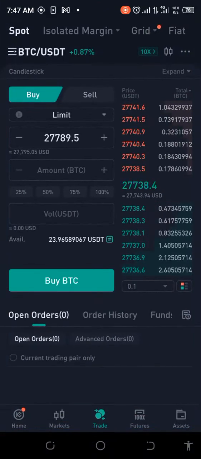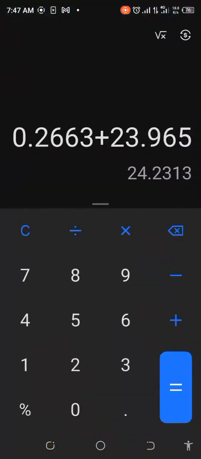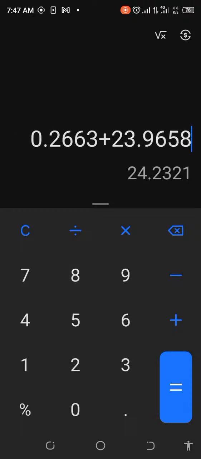Okay, I'll just take four figures after that. So 9658. Okay, 9658. All right. So we actually made, if you see here, we made 24.23. It's still a profit, right? We're still in profit.